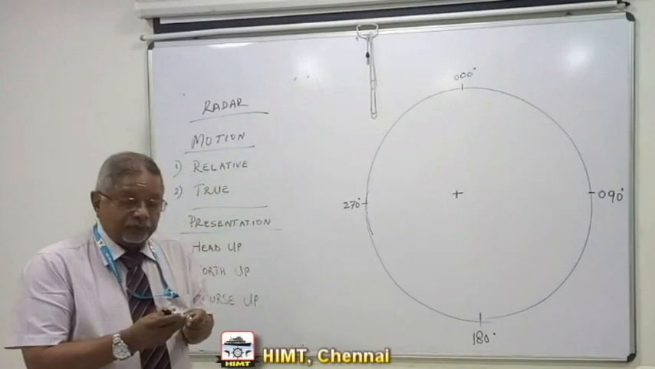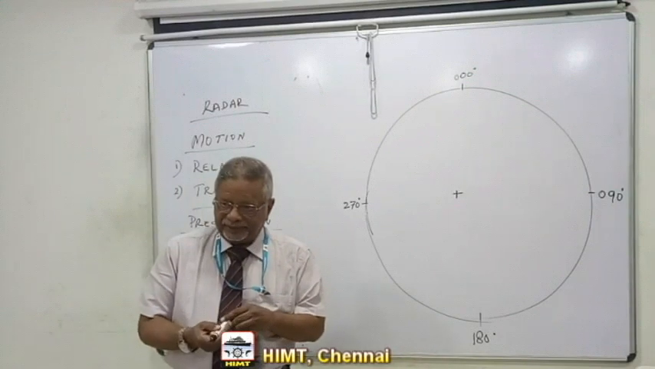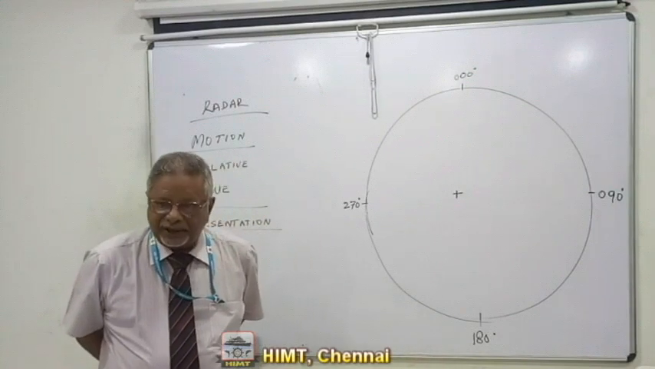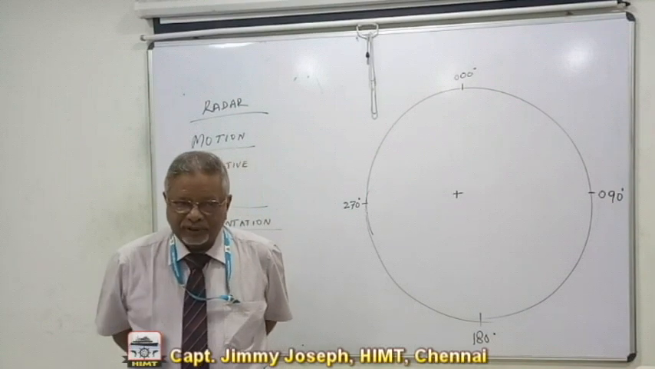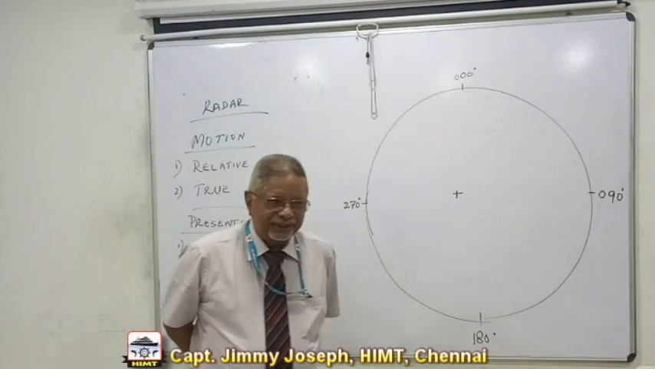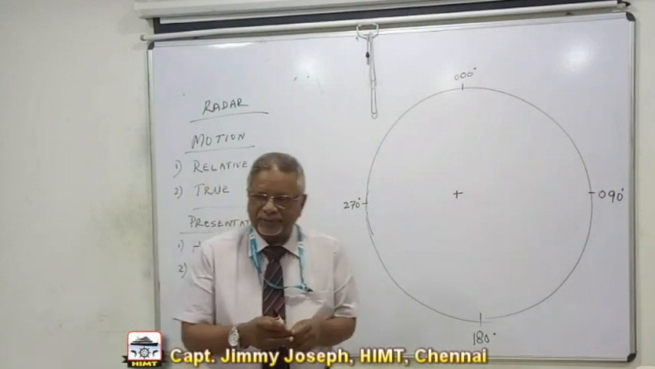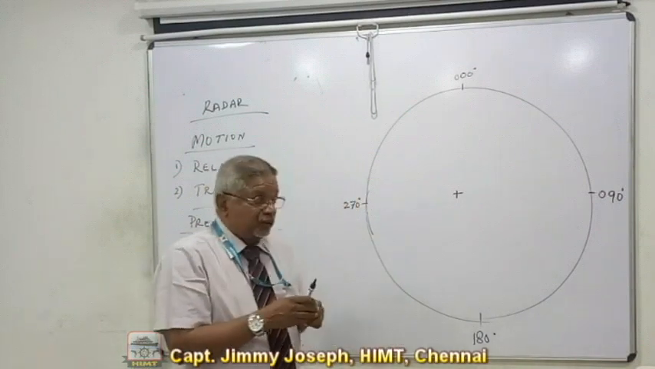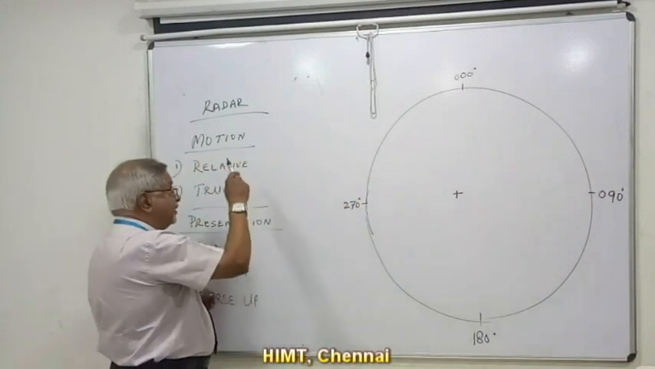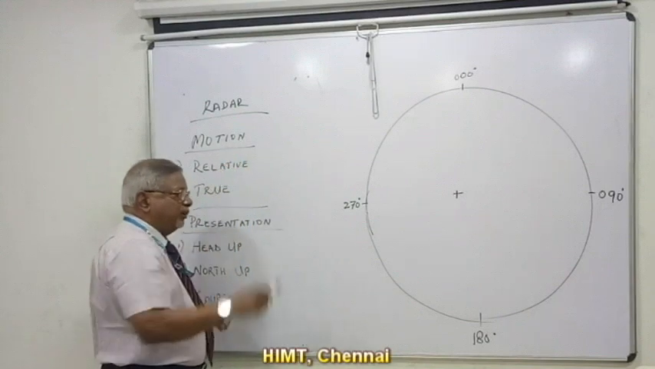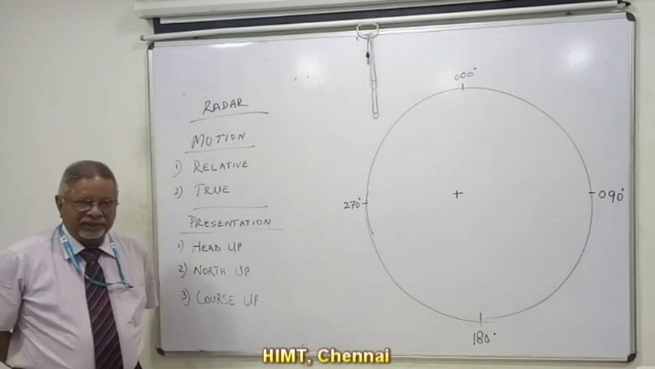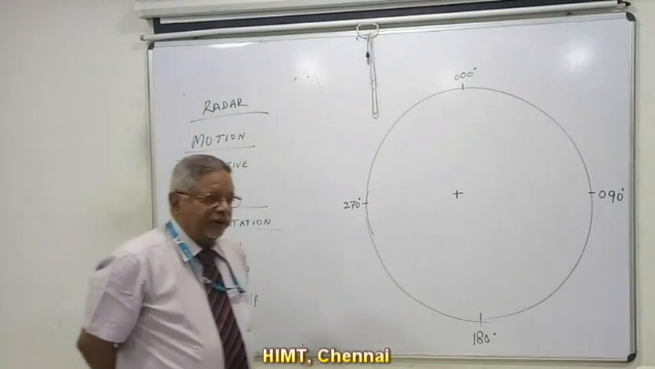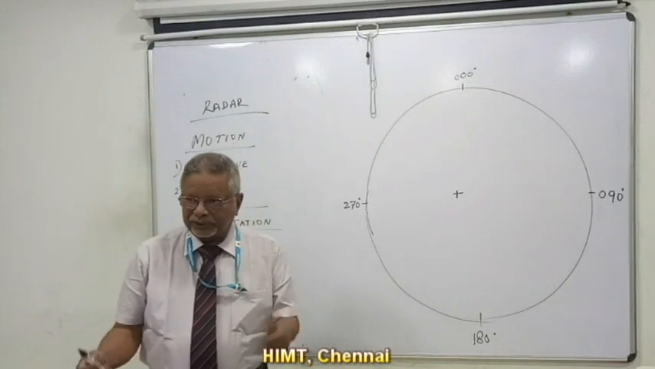Okay, so we are going to start off with the theory. What is the theory behind the radar? First we'll learn about the radar and then later on we'll be going into the ARPA part. So as far as the radar is concerned, we have two types of motion, relative motion as well as true motion. So what do you understand by relative motion? What is relative motion?